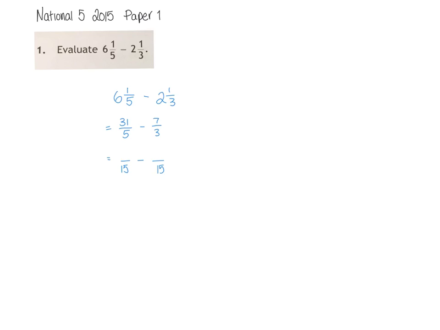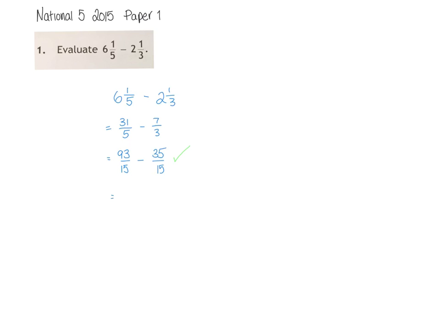So we have 31 over 5, we need to change that to being over 15. So we have to times the bottom by 3, so we have to times the top by 3, which gives us 93. And then this one here, we've had to times it by 5. So we've got 7 times 5, which is 35 on the top. And this is where you get your first mark for this question. So you get your first mark for getting it over the same common denominator.